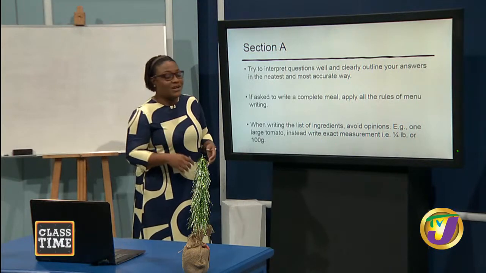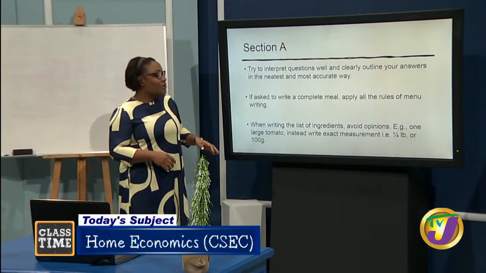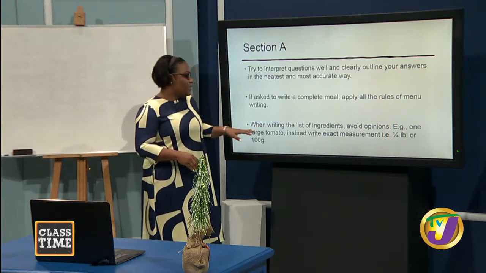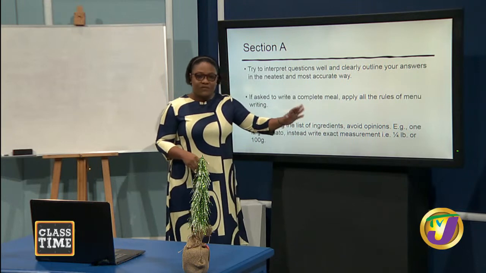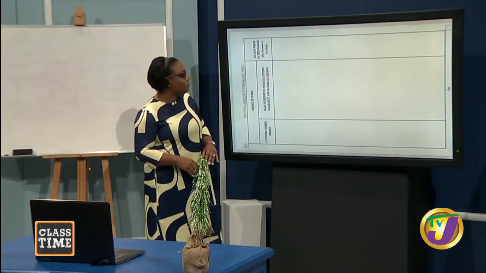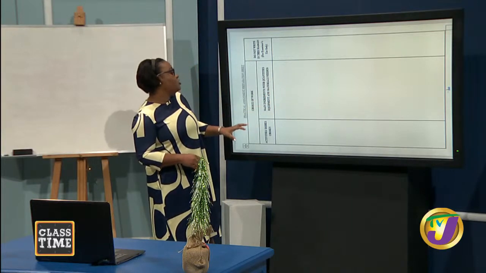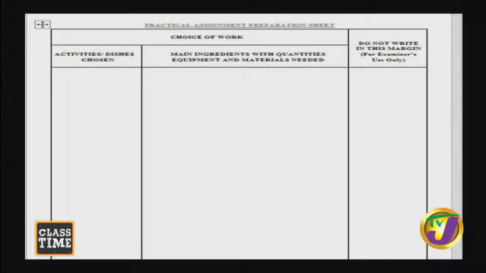Welcome back. Let's continue. So the last thing we left off with section A, where we mentioned that when you're writing the list of ingredients, you avoid opinions. So let's move on now. And this is what the actual section A time plan sheet would look like. So you have a section over here that says, do not write in this margin, for examiner's use only. So when the assessor is actually marking or grading you, this is where they'll put their comments. So you do not write in that section, all right?